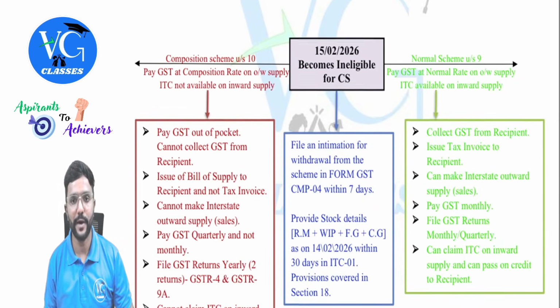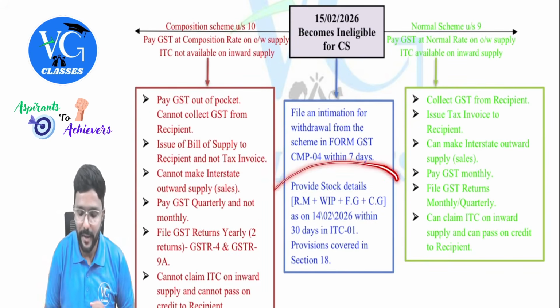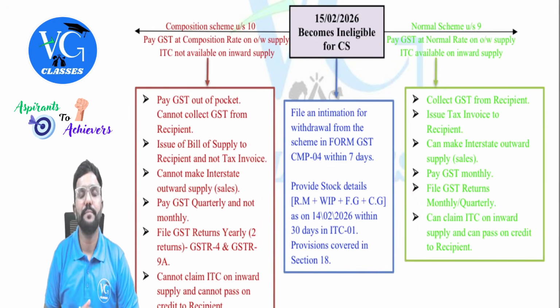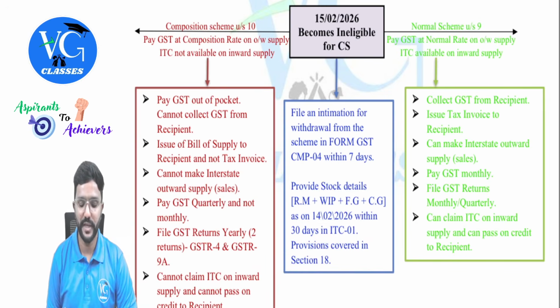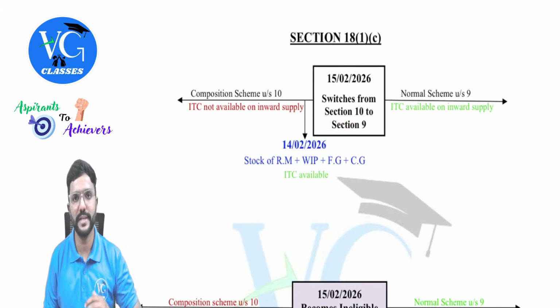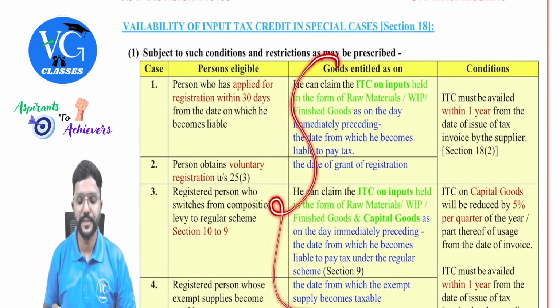So if you remember, I had already explained this when I was covering section 10. There I had mentioned this point that I would be covering it in the input tax credit chapter. That is what we are doing as per section 18. And the details of all this stock has to be given in ITC 01 within 30 days, guys. Within 30 days from the date. Not only in this case, in all the cases, whatever is covered here, all the 4 cases.